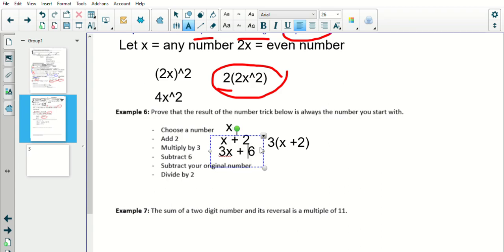Well, the next step is I'm subtracting 6. So if I get rid of that 6, I'm left with 3x. Okay, and if I subtract my original number, 3x subtract x is going to leave me with, you guessed it, 2x. And my last step is I have to divide by 2, and if I take 2x and divide by 2, I get left with, you guessed it, x. So we've just proved that no matter what number I choose, this will work.